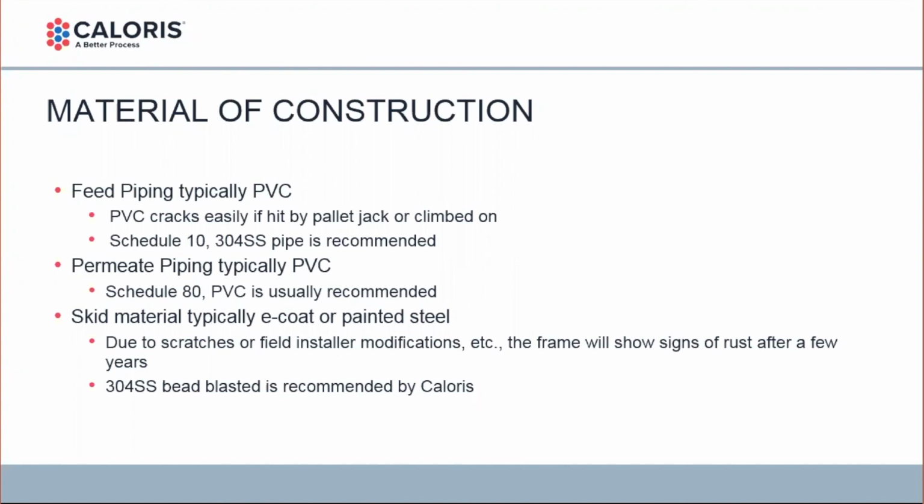Skid material, typically E-coat or painted steel. Pretty much everybody uses that. Over 1 to 2 years, we see those types of frames already showing signs of rust. It's typically because it gets scratched very easily, and the field installer usually makes some modifications. He drills into the steel, and there you go, a big rust spot. Caloris typically would recommend a 304 stainless bead blasted frame, and that's actually our standard.